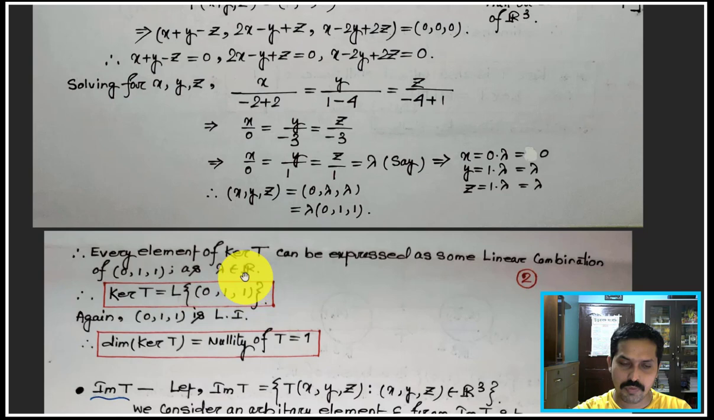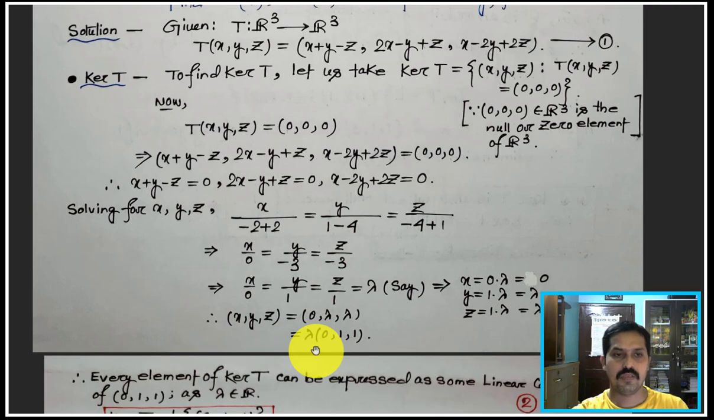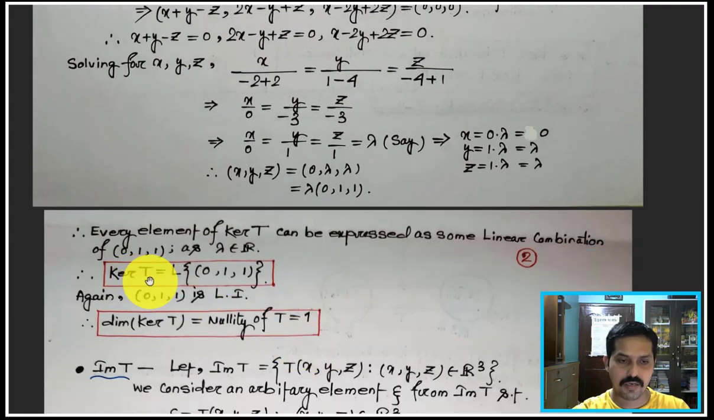Again, (0, 1, 1) is a single element, and we know a single element is always linearly independent. Therefore, the dimension of the linear span of this is 1. That is, the dimension of ker T is 1. That is, the nullity of T is 1. Okay, so we have the kernel of T, that is this, and we have the nullity of T, that is 1.